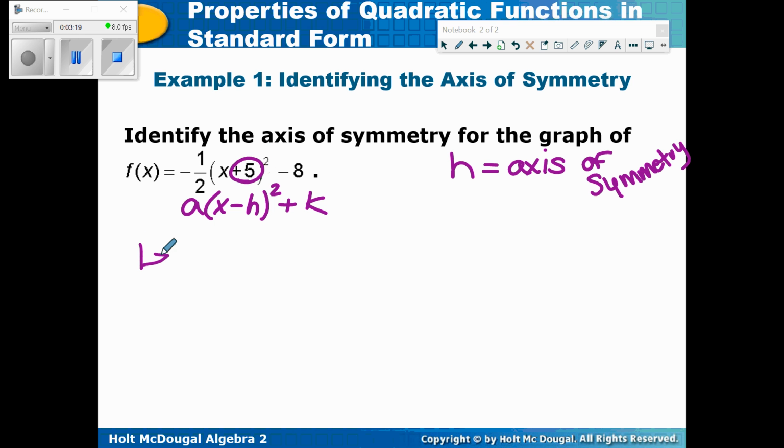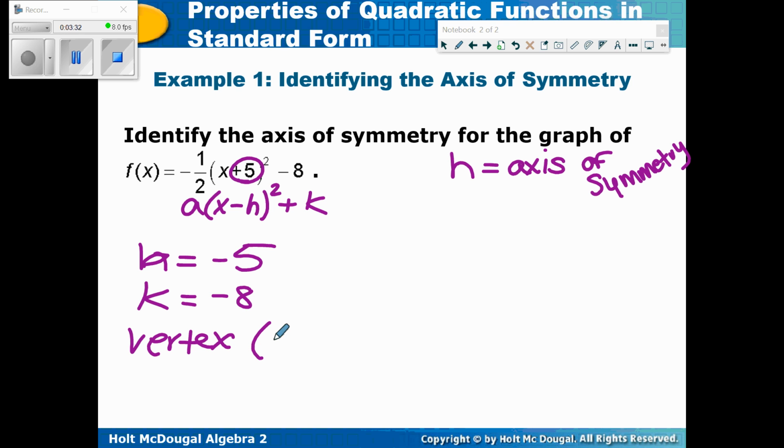So my h value is going to be what? Negative 5. What is my k value, just for fun? Negative 8. So my vertex would be (negative 5, negative 8).